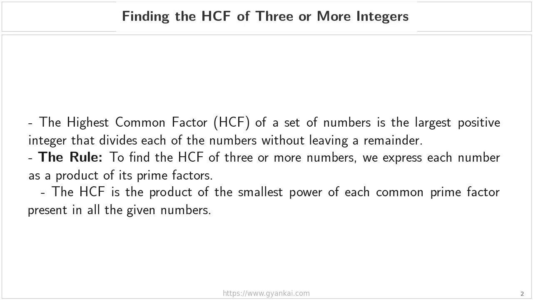We start by expressing each number as a product of its prime factors. Once you have those prime factorizations, the rule for the HCF is this. You look only for the prime factors that are common to every single number in the group, and then you take the smallest power of each of those common factors. Multiply those smallest powers together, and you have your HCF.